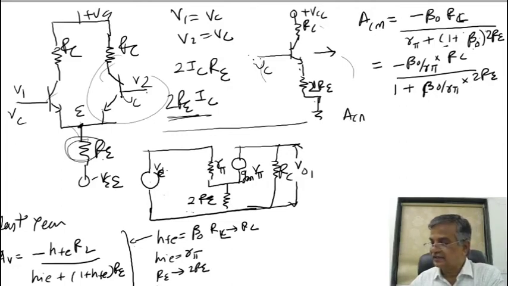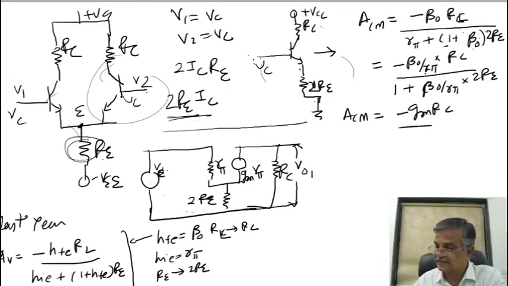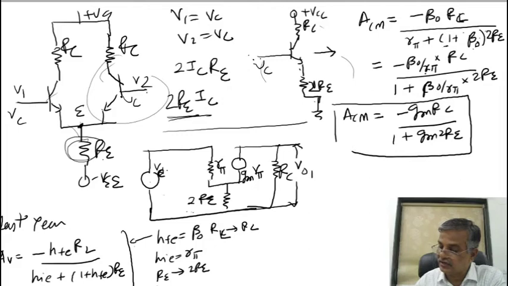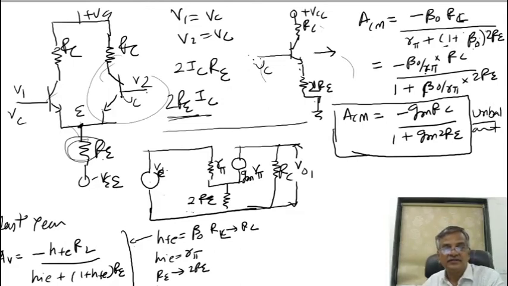You already know that beta upon R pi, as I just told you, gain upon input resistance is called Gm. So the gain is minus Gm into RC upon 1 plus Gm into 2RE. This is the equation of the common mode gain for the unbalanced differential amplifier. Remember.